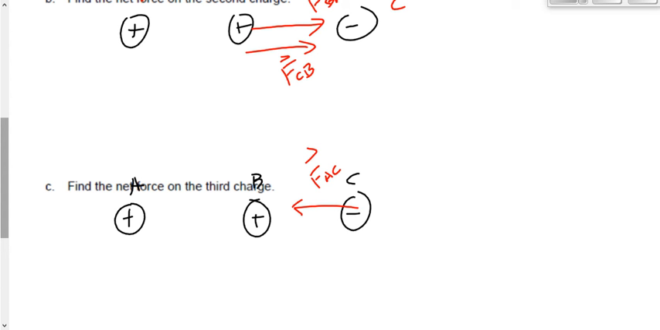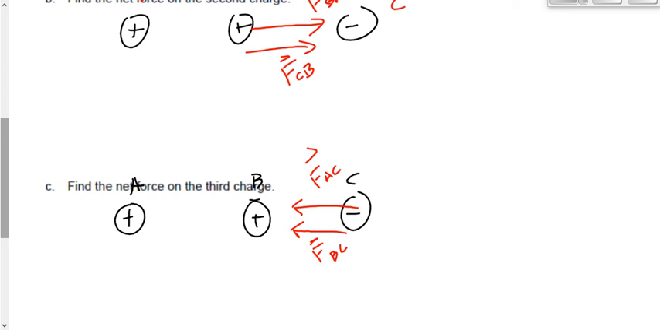And Jamie, are B and C attractive or repulsive? Yeah, because they're opposite charges. Good. If it's attractive, then C is going to be pulled towards B. Now, B is going to be pulled towards C as well, right? A is going to be pulled towards C. I don't care right now. Question C, I'm trying to find the force on the third charge.